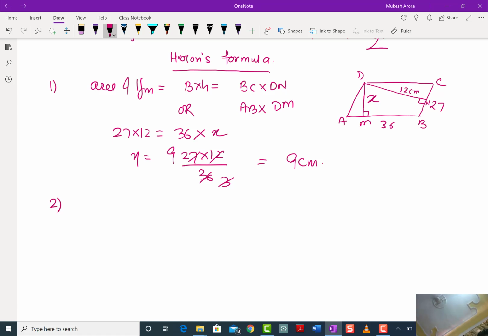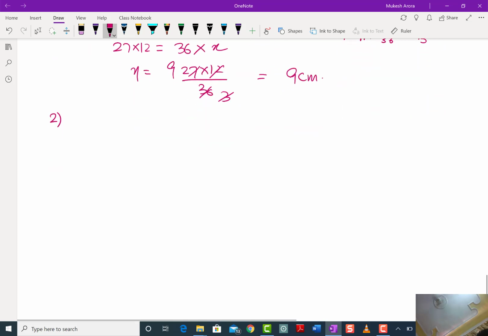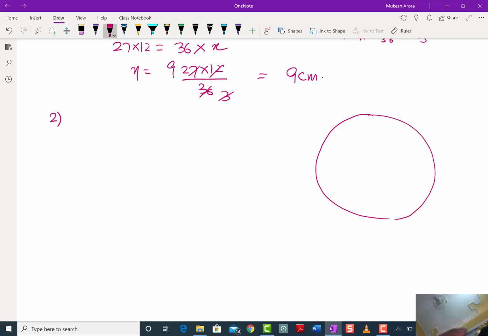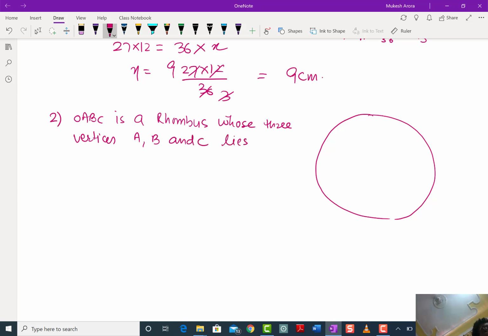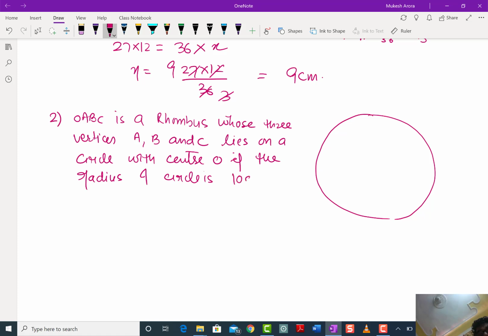Question number 2. OABC is a rhombus whose 3 vertices A, B and C lie on a circle with center O. If the radius of circle is 10 centimeter, find area of rhombus.